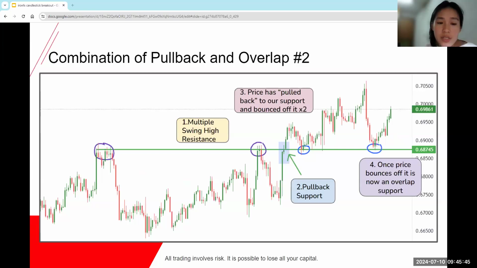Okay, another example here. With two swing highs lining up, we have a swing high resistance. Price has surpassed this level and it has become a pullback support. So we can expect price to retrace back to this level, and take note of the blue circles here, since price bounces off this level twice, making it a really strong overlap support.